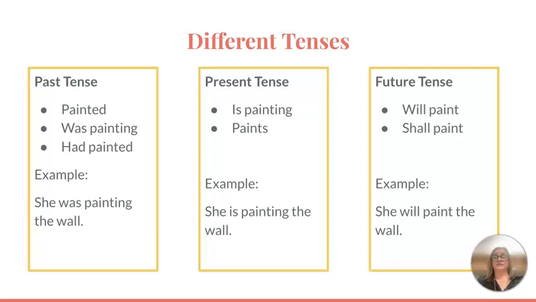Then the other tense is future tense. Will paint or shall paint. An example of this is she will paint the wall. In your paragraph, you have to keep to the same tense, so you can't go from past tense to future tense. You need to stay within past tense, present tense, or future tense.